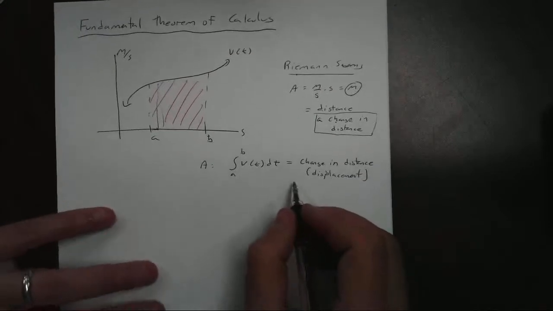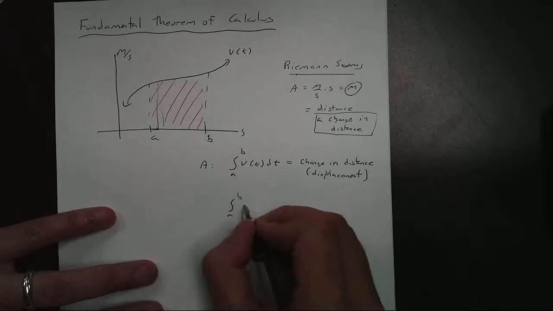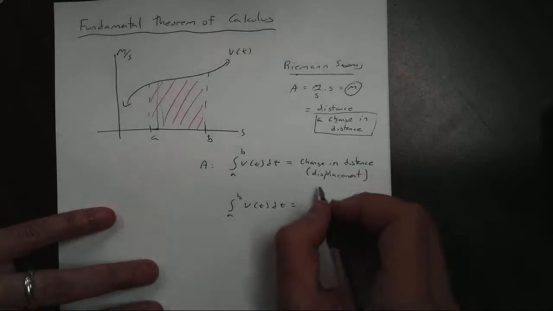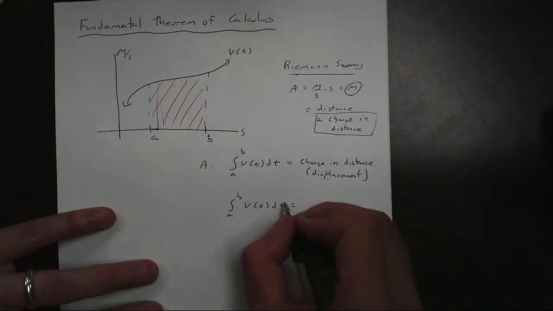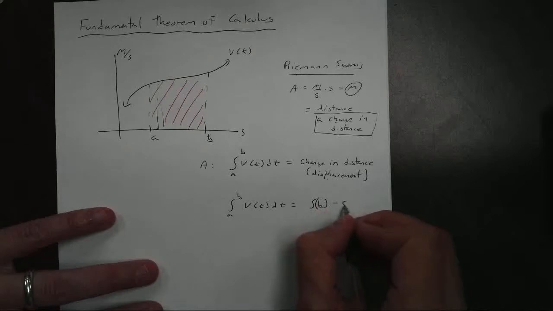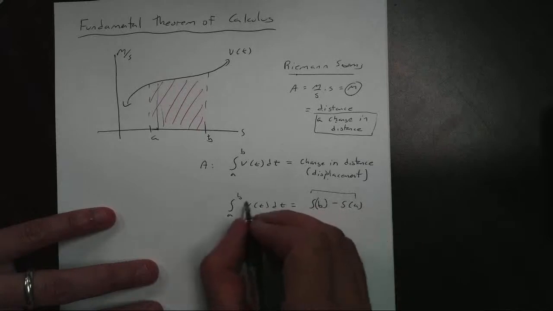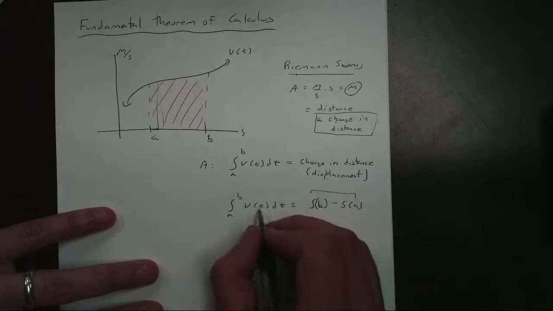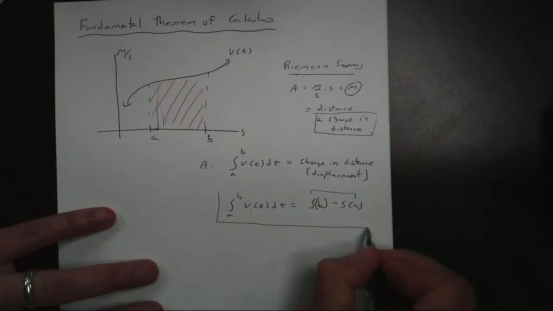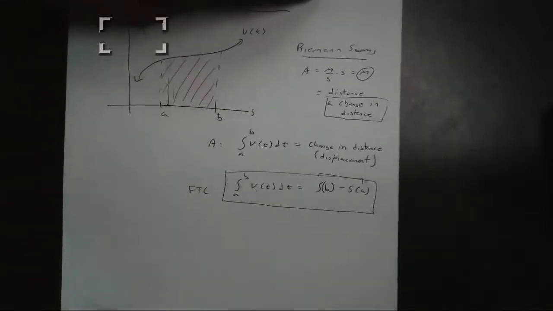When we covered particle motion, we also talked about something else about displacement. We learned a more formal rule for displacement. It's going to be the change in position, right? In other words, it's going to be S of B minus S of A. Remember, S is the position, and S of t is the antiderivative of velocity. This right here is what we call the FTC. It's very easy to use.